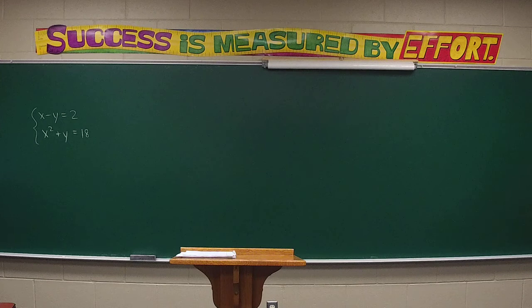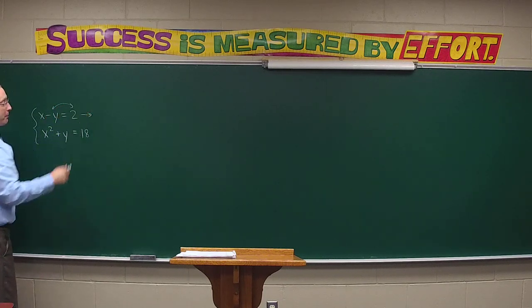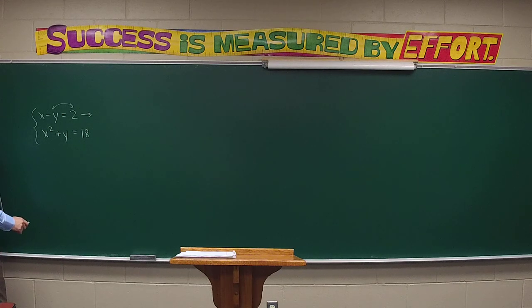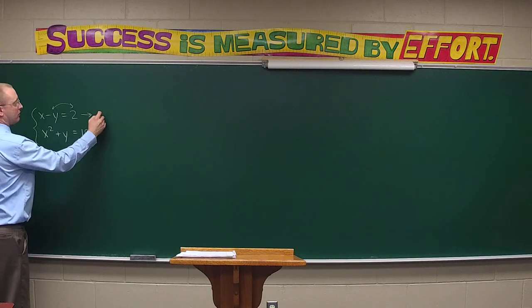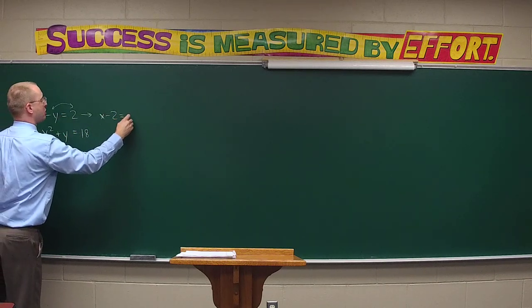So here, what variable would be best to substitute for? X. We could, but then I'd have to square something. I don't want to square stuff. I would double switch here and rewrite the top equation as x plus 2 equals y. Well, it wouldn't be plus 2. Minus 2, yeah. Okay, x minus 2 equals y.